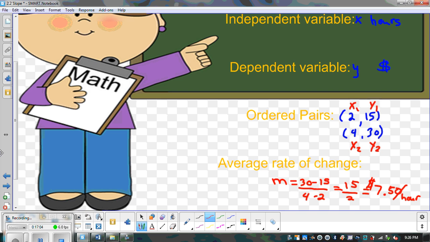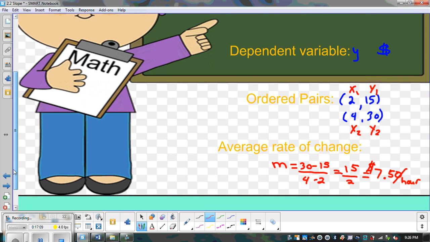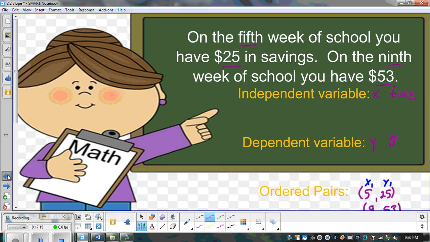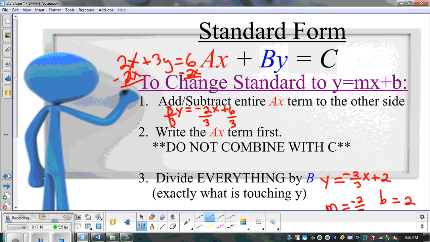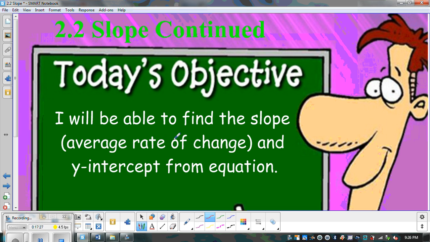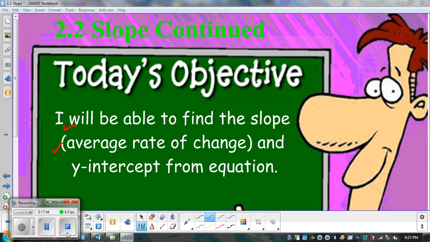So take a moment, make sure that you have written down the problem, identified the independent and dependent variables, created the two ordered pairs, and found the average rate of change. So if you were to take a moment and go back to the original objective for today, were you able to find the slope, which is the average rate of change, and the y-intercept from an equation? We did that in the beginning, and we found the average rate of change from real-life situations. If you are still unsure of these two goals, please take a moment to re-watch the video and make sure you catch up on things and bring your questions to class tomorrow.